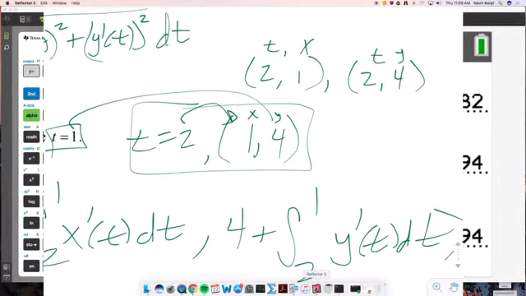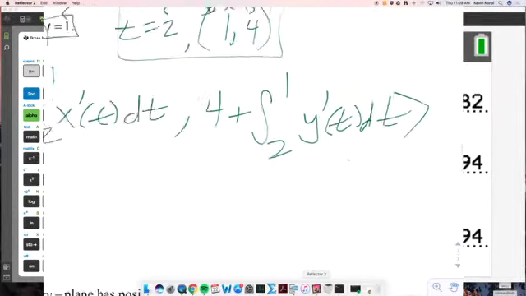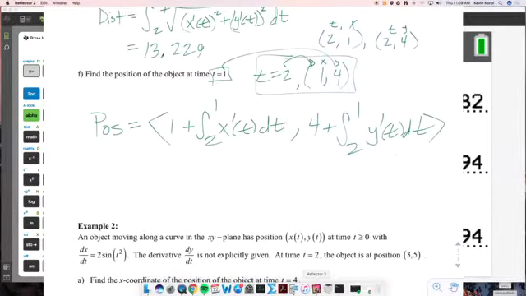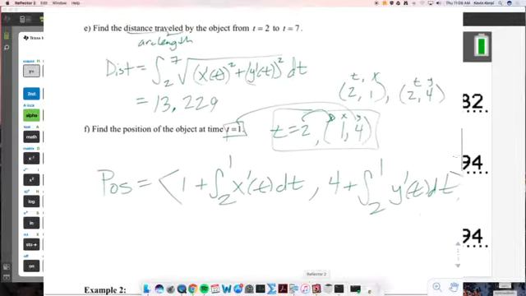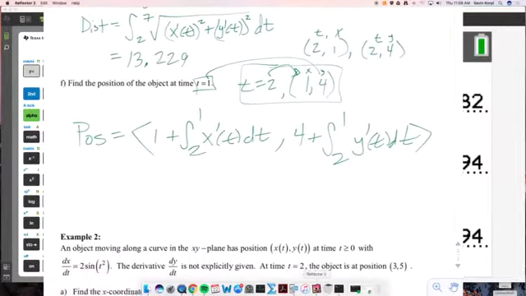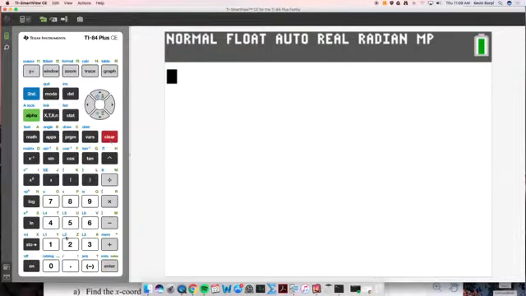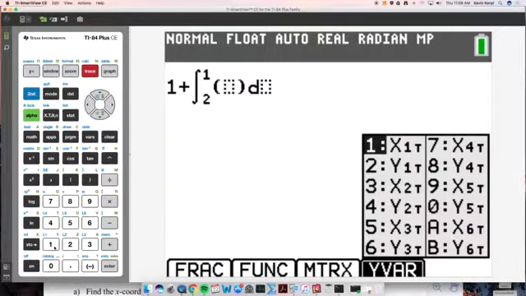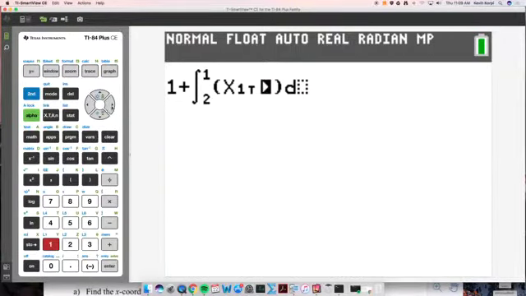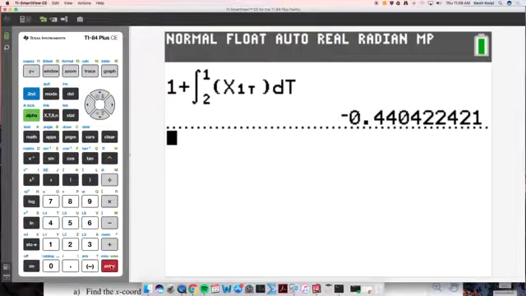It looks like I'm kind of struggling with this, but essentially, it's everything we've done before. We're just doing it twice. Okay, so now that we have our setup, and that's all you'd have to show, let's go to the calculator. Clear it out. 1 plus math 9, the integral going from 2 to 1 of x prime, which for us is in x sub 1, with respect to t. Hit enter.